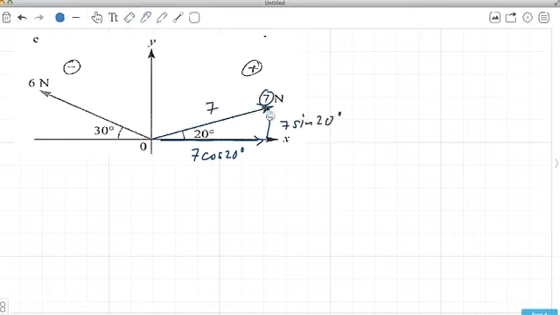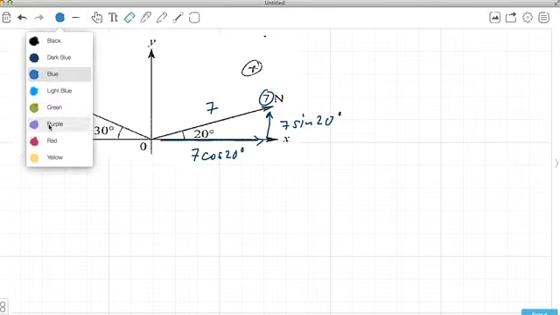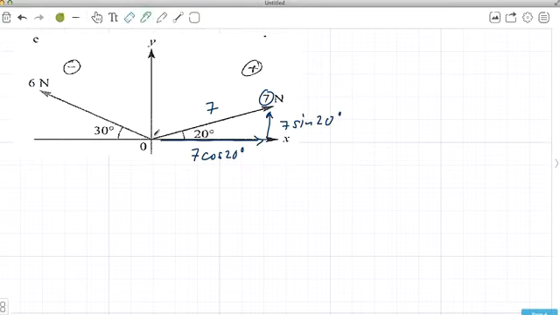Once you've got those two, you no longer need this one. This is now represented by these two, as is the one back here. So instead of having this, we can see that this is a 6 Newton force here. This will be 6 cos 30. This one will be 6 sin 30. And that means we no longer need this because it's represented by these two.